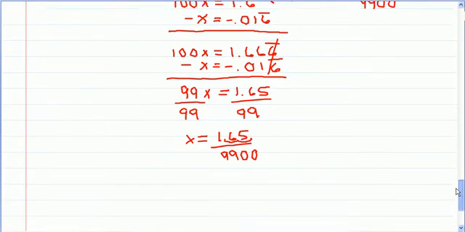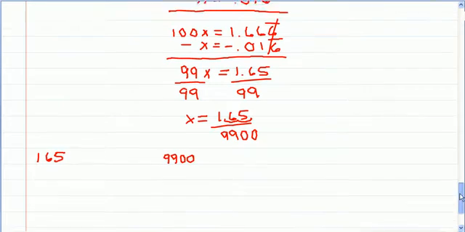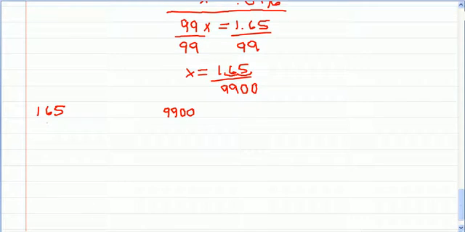So moving down the page, I'm going to write the prime factorization of 165 and of 9,900. So this 9,900 number is going to be very large. And when I take 165 and write the prime factorization, 5 is a factor because the number ends in 5. 5 times 33 is 165. And then 33 I can split up as 3 times 11.